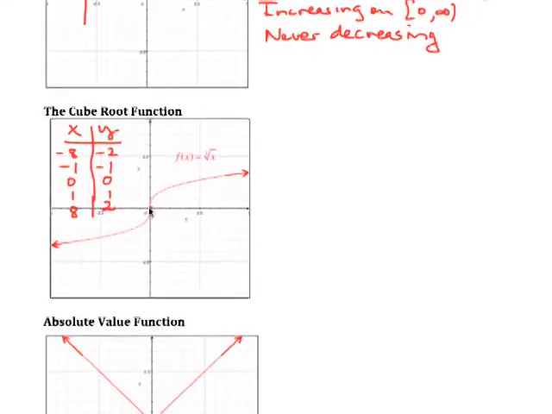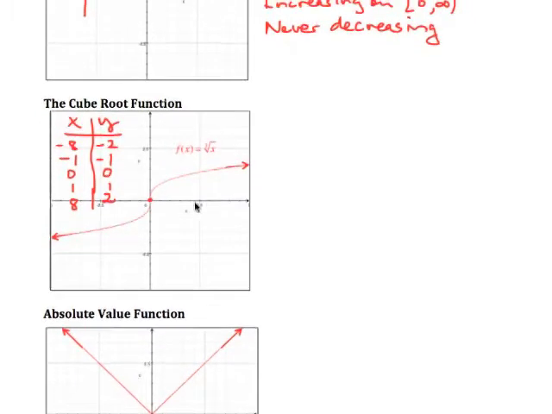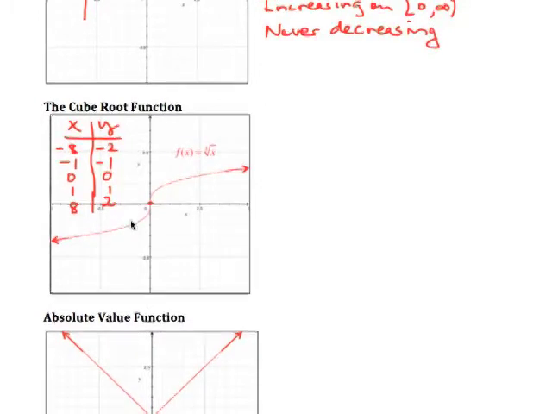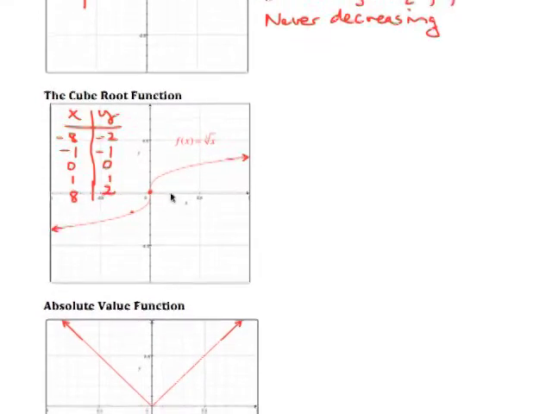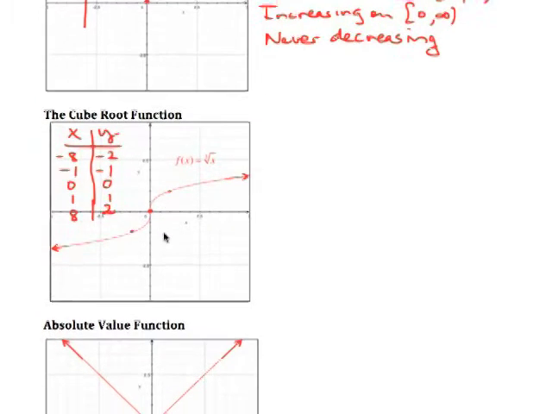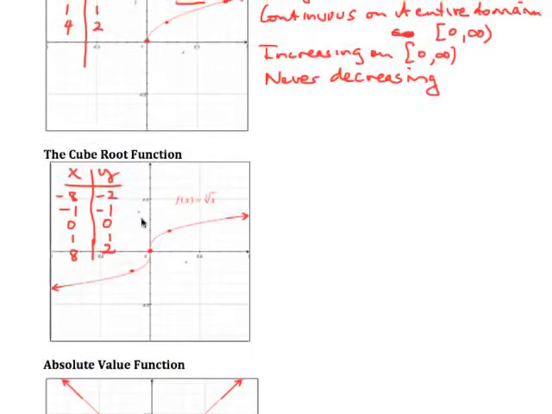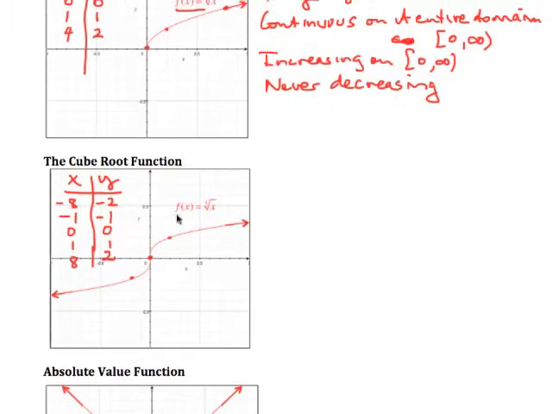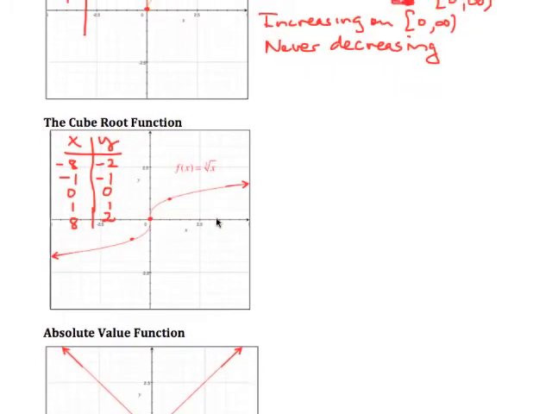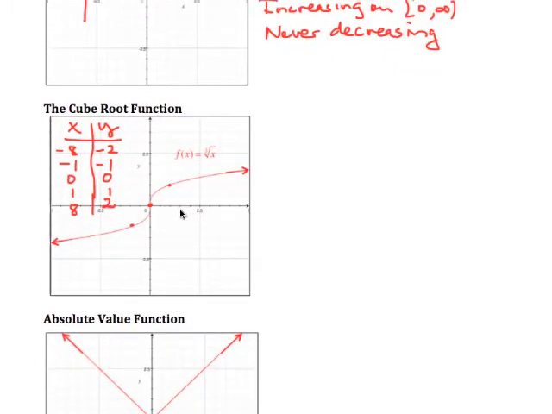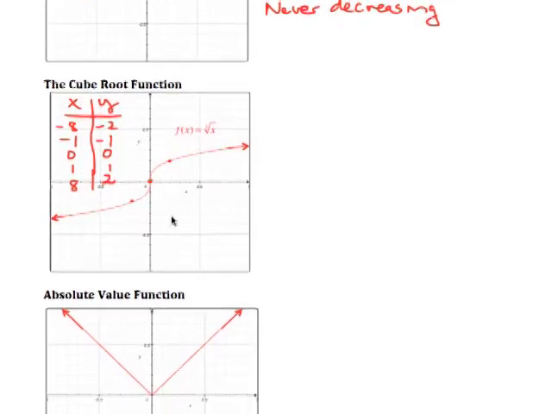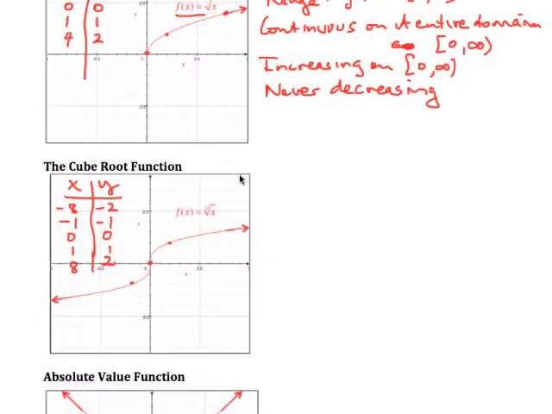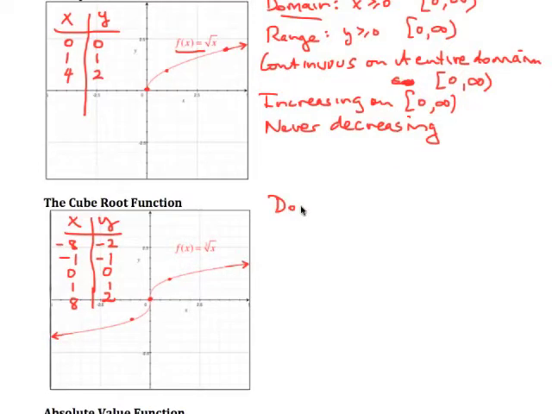So you can see here we have 0, 0. We have negative 1, negative 1. We have 1, 1. And of course it goes up to negative 8, negative 2, and 8, 2. So if we went across here, that's what we would get. All right, so here again we want to look at what is the domain.